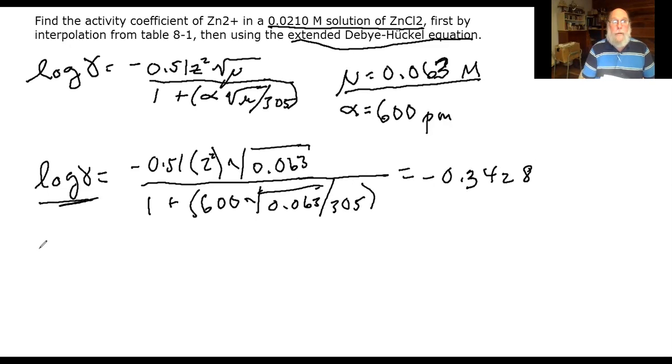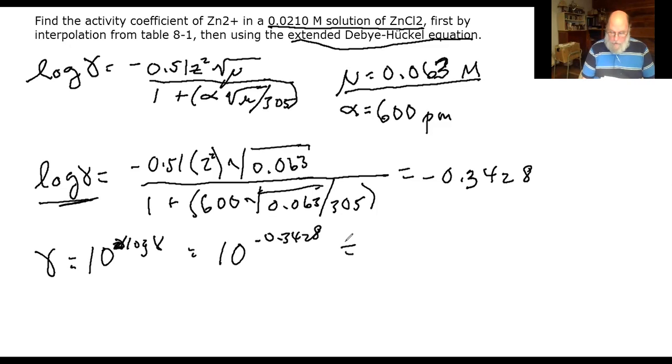So gamma is going to be equal to 10 to the log gamma, 10 to the negative 0.3428, and that equals 0.637.